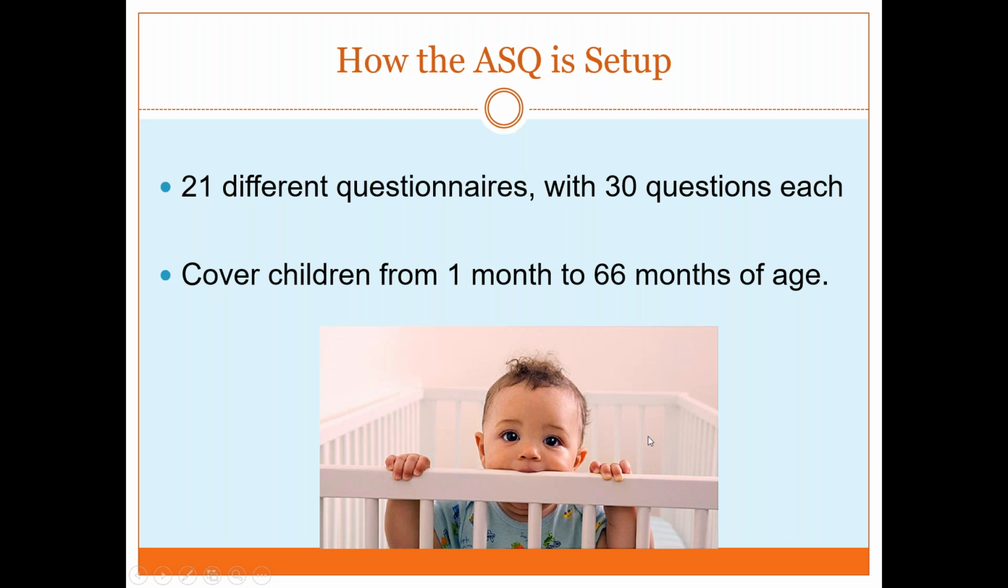It's important to note how the ASQ is set up. The ASQ is set up with 21 different questionnaires. Each of them has 30 different questions on it. So with these 21 different questionnaires, there's one for every age range. They cover children from about 1 month to 66 months of age. You can find a questionnaire that meets every child's range of age from 1 month to 66 months of age.